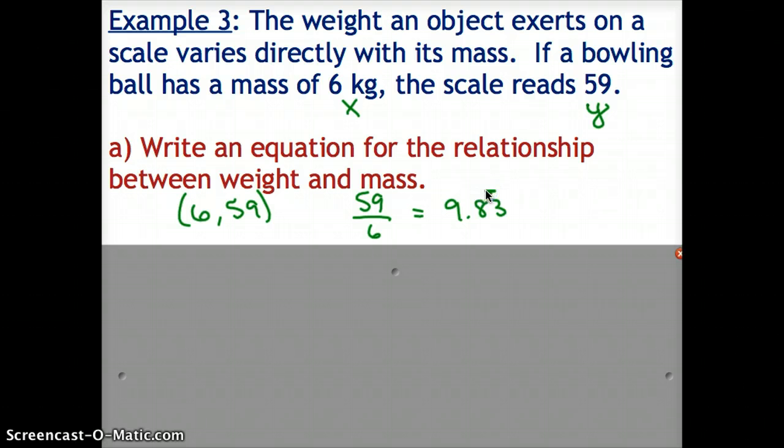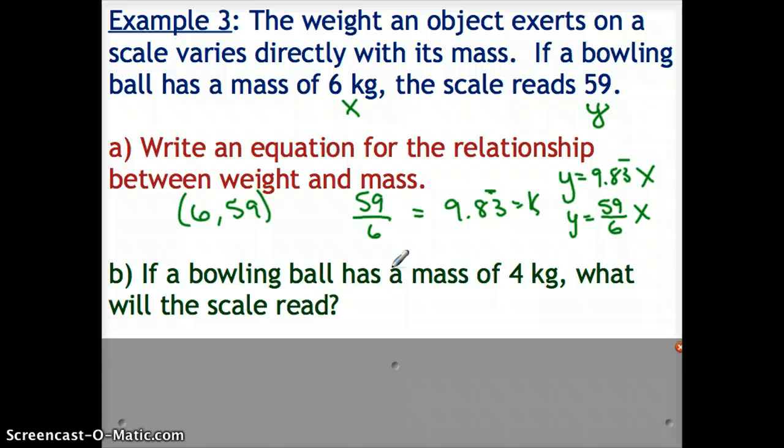Okay. So that looks like that's going to be my k, my constant of variation. So if I call my scale reading y, y is going to equal 9.83 repeating times x. Okay, something like that. And leaving that as 59/6 is also okay. y equals 59/6 x. That might make solving your next two problems easier, depending on how you like to work your calculator, etc. Okay, so here's this problem.